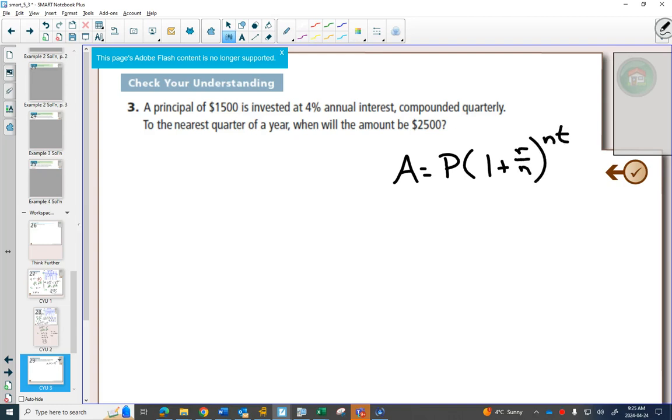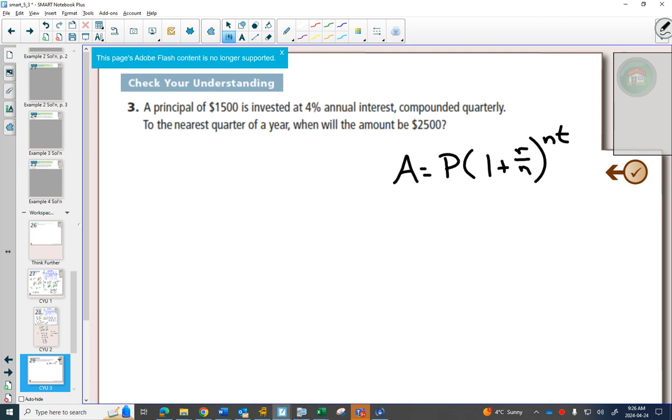Sometimes you get the same formula and you can change the letters. So I've seen that same formula written with these letters. This is what it used to be on the formula sheet before they took it off. And on the exam, they would explain each of these things: A is your amount, P is your principal or starting amount, R is your interest rate as a decimal, N is the number of compounding periods per year, and T is the time in years.